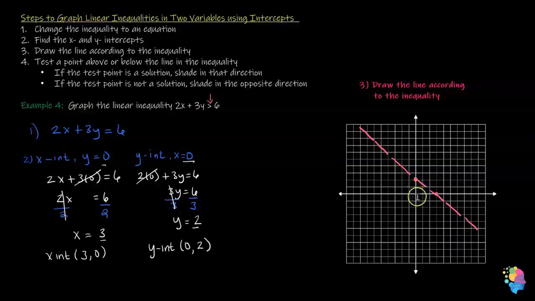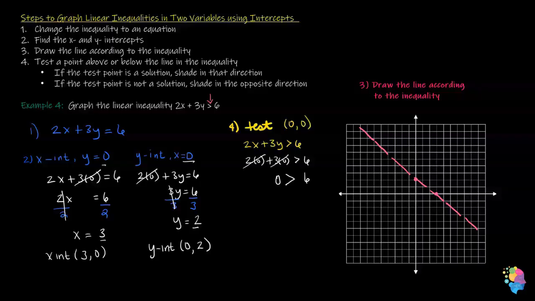If it works, we shade in that direction, and if it doesn't, we shade in the opposite direction. I'm going to test 0, 0. We test the value in the original inequality to see if we get a true statement. And this will become 2 times 0 plus 3 times 0 is greater than 6. Well, 2 times 0 will be 0, and 3 times 0 will be 0, which means that on the left side, I have a 0. On the right side, I have a 6, and I know that 0 is not greater than 6. So then 0, 0 is not part of a solution for this inequality.